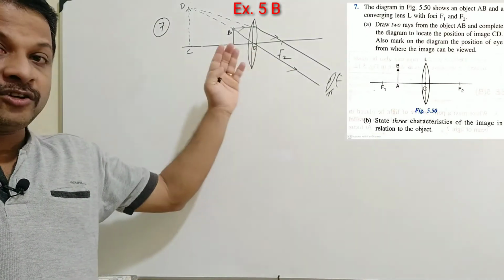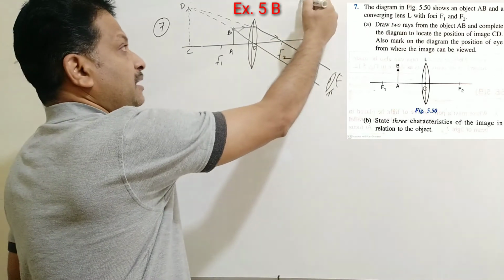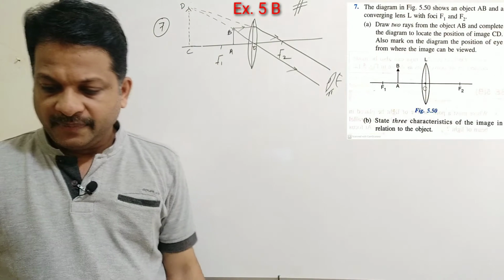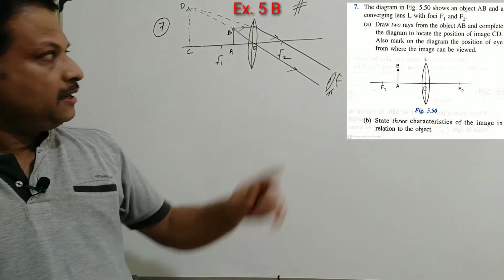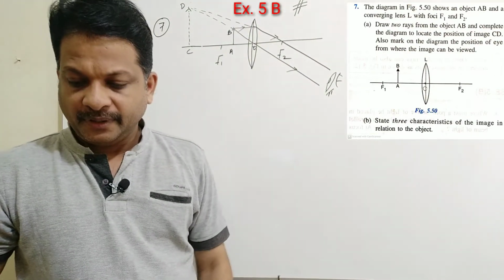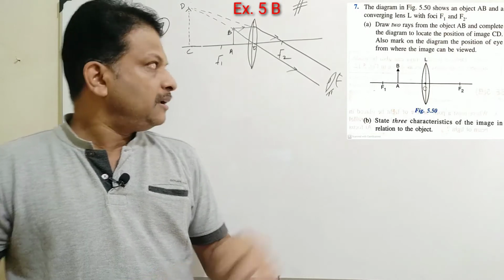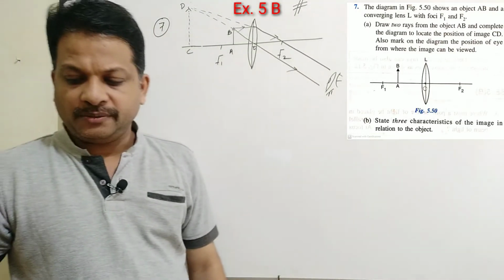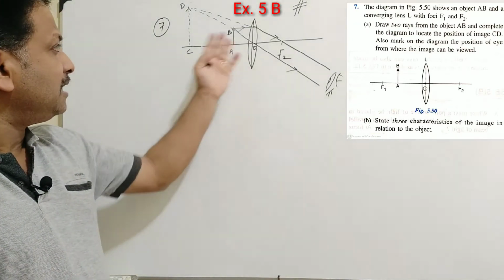The last case of a convex lens. This is very, very important, usually asked in the examination. So the first part is clear. We have completed the ray diagram. Now we have to state the three characteristics of the image.